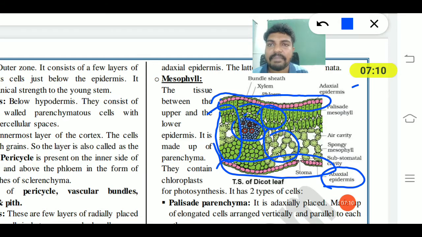That lies in the same radius. That is a conjoined and closed type. There is no vascular cambium in between the vascular bundles and it does not get involved in any secondary growth. So this is about the dorsiventral leaf.